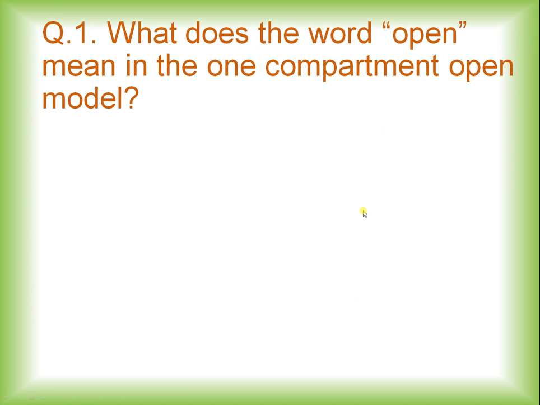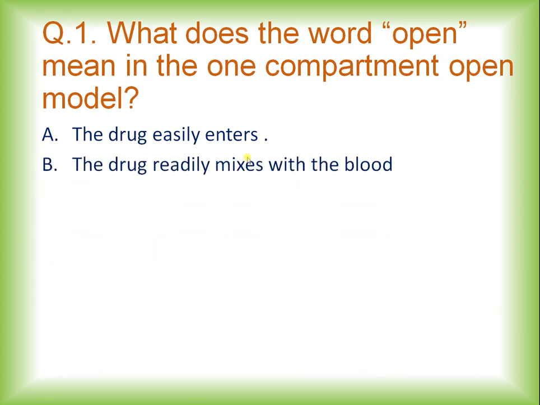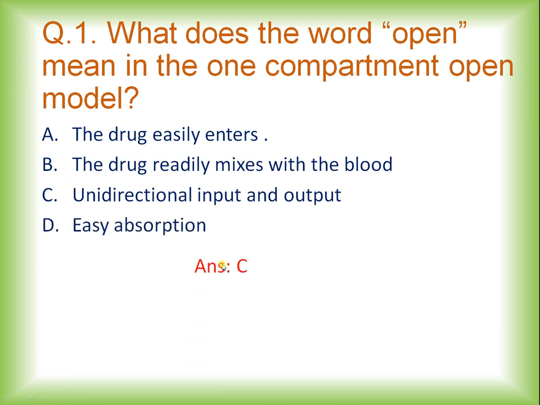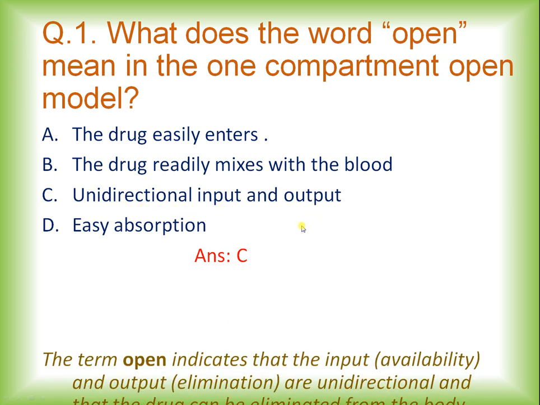Let's see the various MCQs for compartment modeling. What does the word open mean in the one compartment open model? The options are: the drug enters easily, the drug readily mixes with the blood, unidirectional input and output, easy absorption. And the right answer is answer C, that is unidirectional input and output.